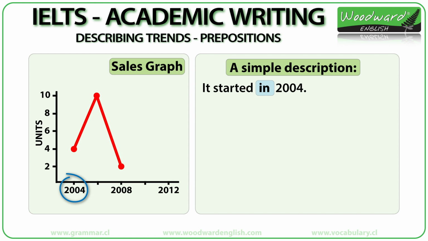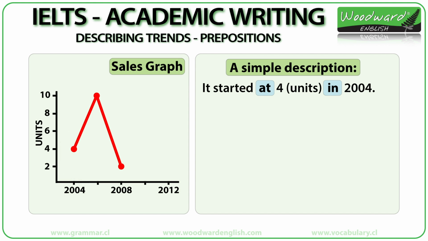Let's imagine it's talking about sales of computer units. How many units were sold in 2004? 4 units were sold. So what preposition is used as a part of this simple description? It started at 4 units in 2004. We use start plus at plus the number.